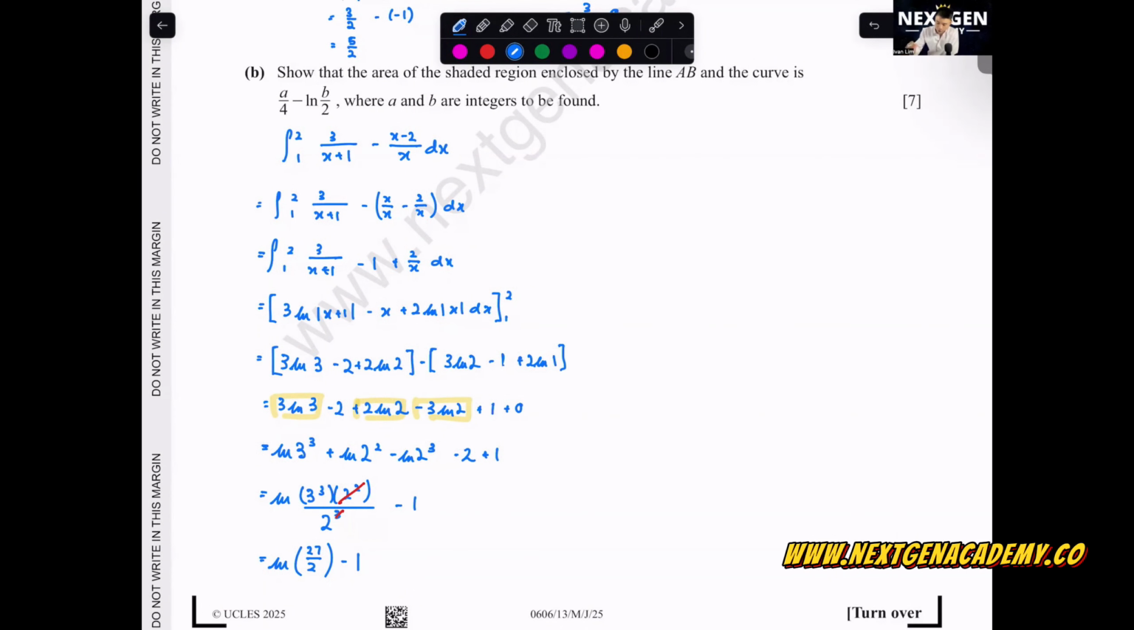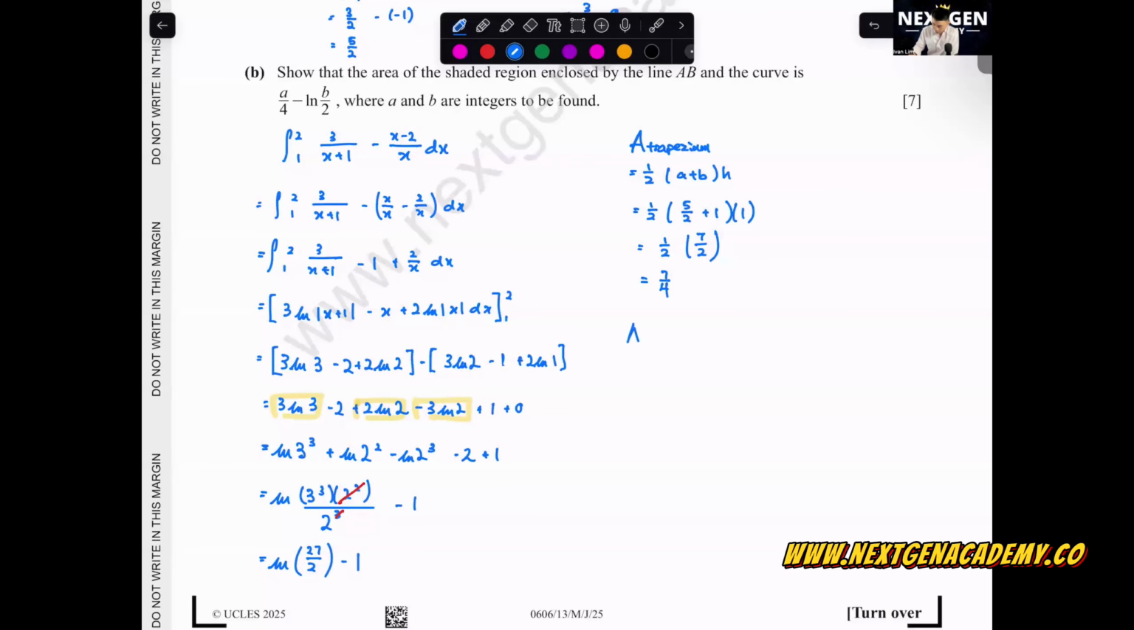So now we go and find the area of the trapezium. The formula we're going to use is half a plus b times height. So 1 over 2, 5 over 2 plus 1 times 1. And we get 1 over 2 times 7 over 2, which is 7 over 4.